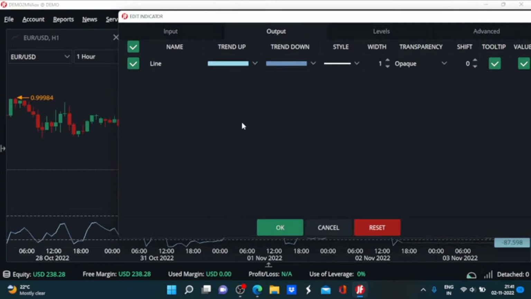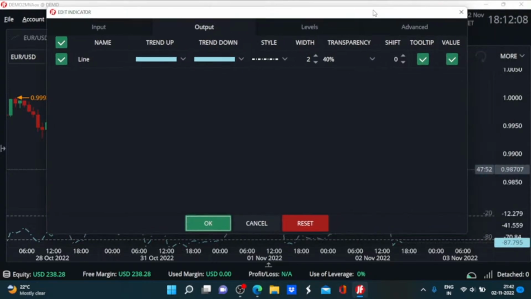Suppose if you want to lighten it a bit, you can go for that kind of formation as well. You can even modify these plotted lines. You can go for different combinations. You can increase or decrease the transparency. So all these options are there.